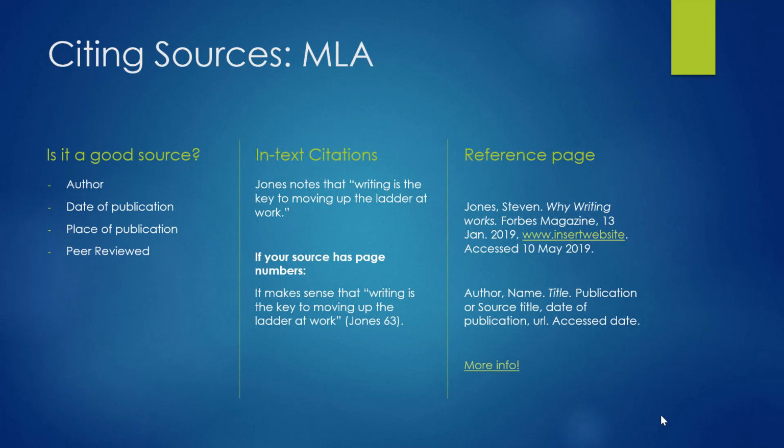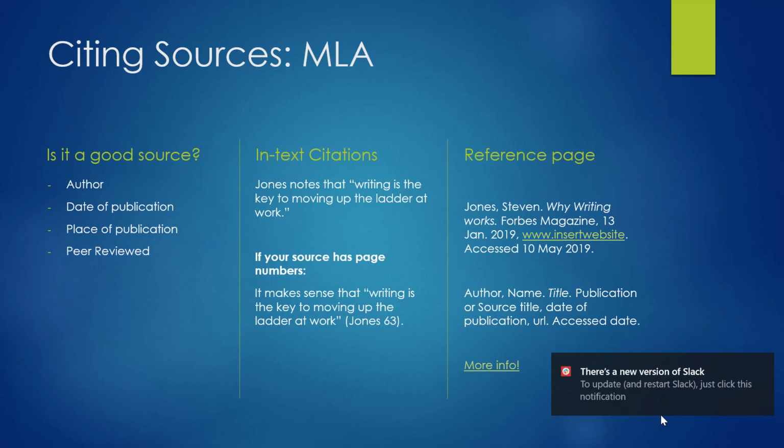Looking at the second column here, in-text citations. I have a couple of examples. This first one is something that I'm usually surprised people have not heard this rule before, but if you have made it clear within your sentence who the author is, like in this example, Jones notes that writing is the key to moving up the ladder at work, you do not have to include a parenthetical citation. You don't need to restate Jones in parentheses.